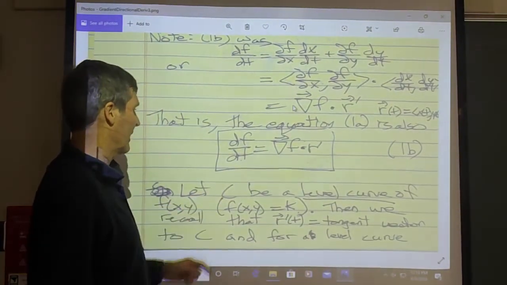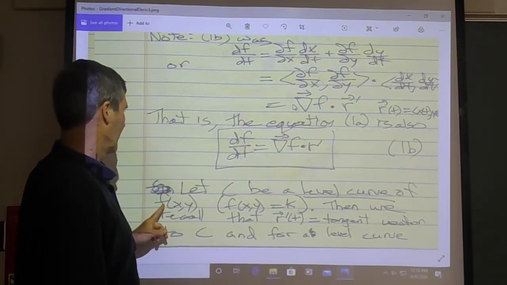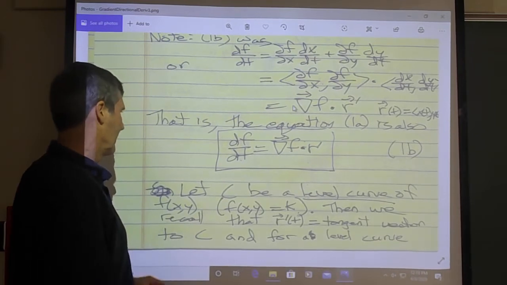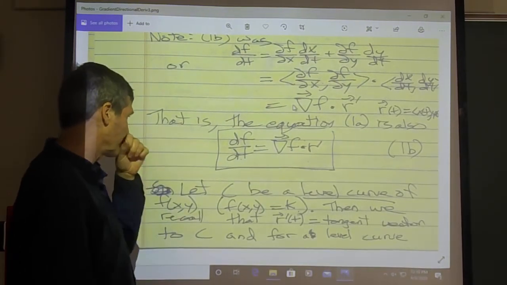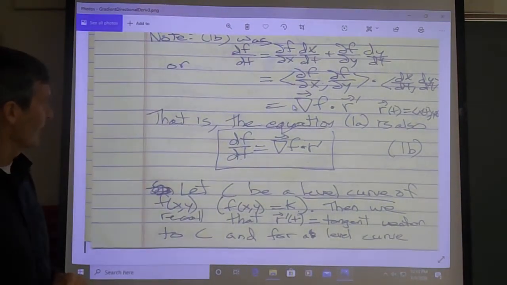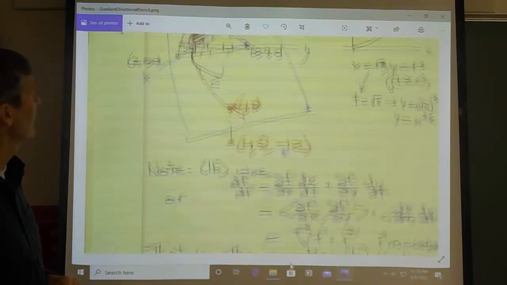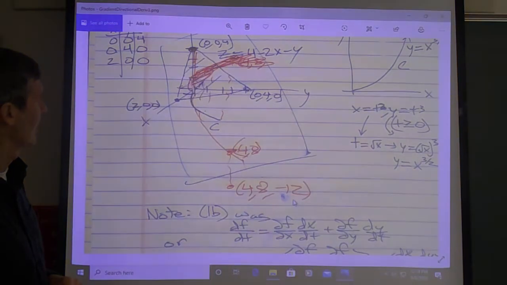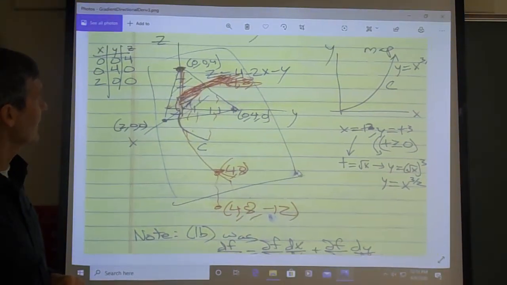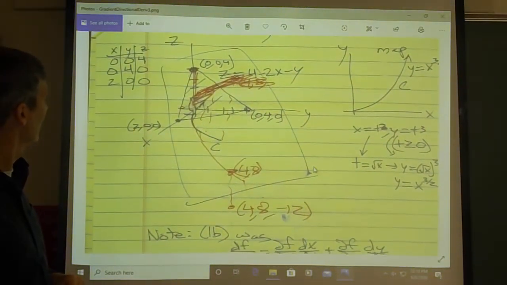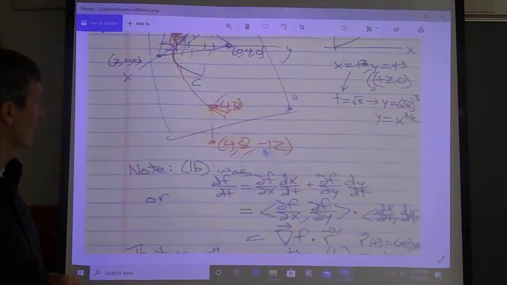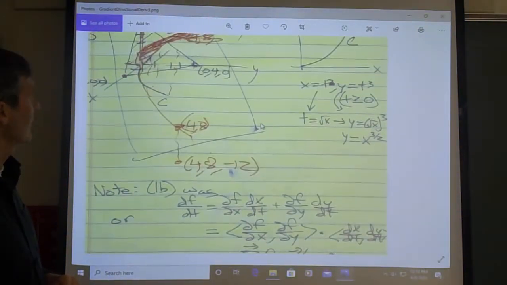Well, let C be a level curve of f of x, y. Let's see. I was looking for this. Finish the problem.